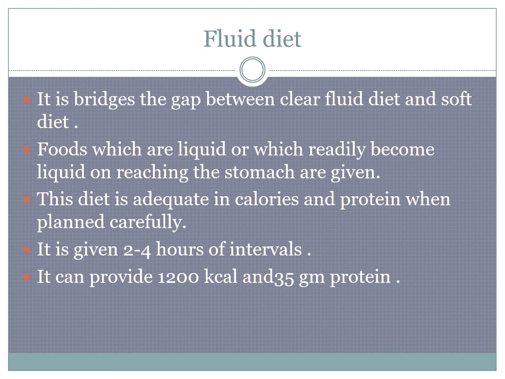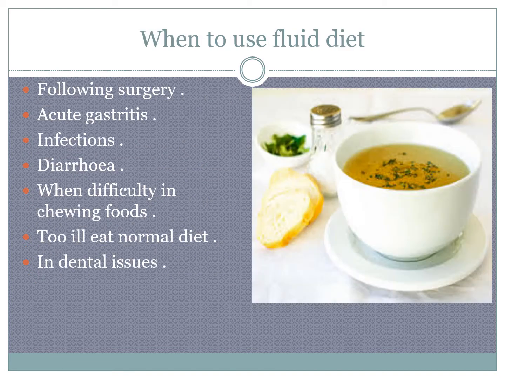So all the fruits and the fruit juices, which are fresh, need to be added, and the soups may be a part of the fluid diet. So when can this diet be given? Immediately after the surgery, the patient may be put on a clear fluid diet for 24 hours. Then the patient may be put on the fluid diet following surgery.